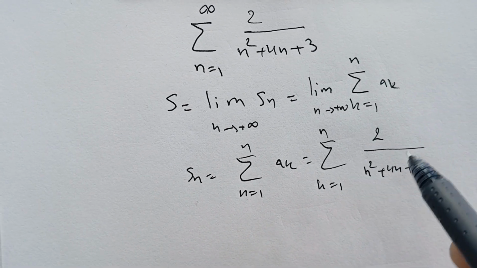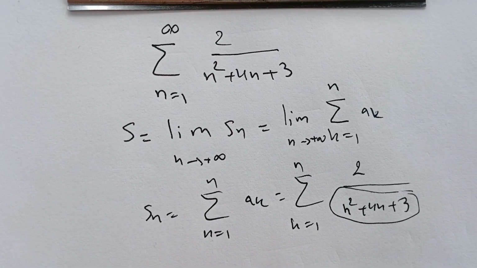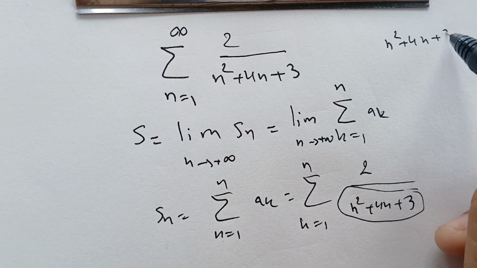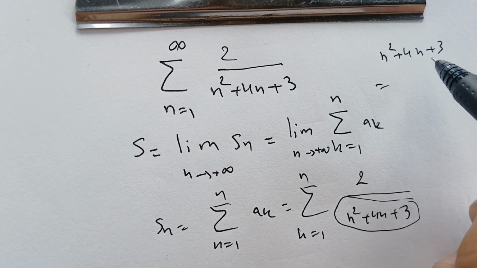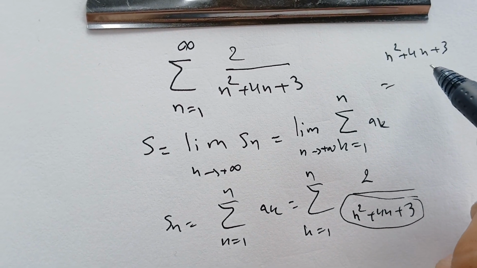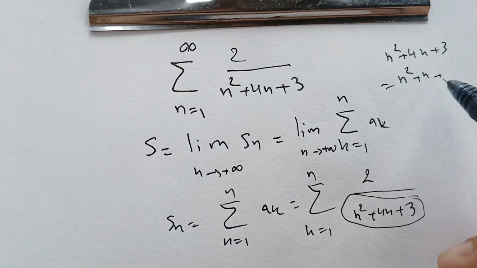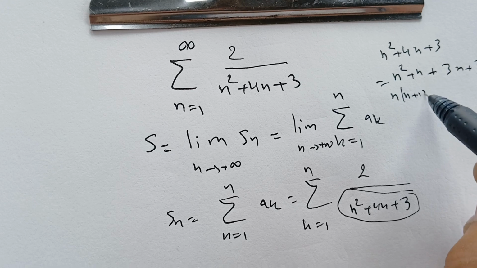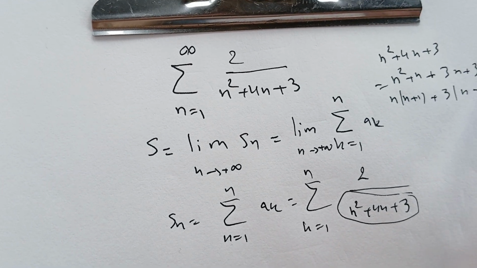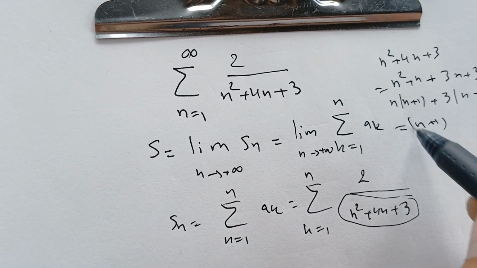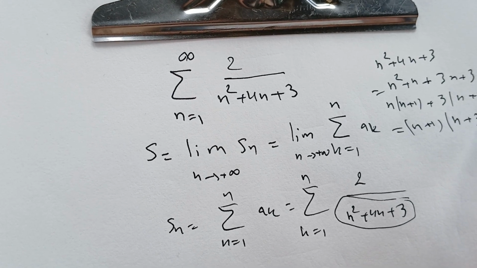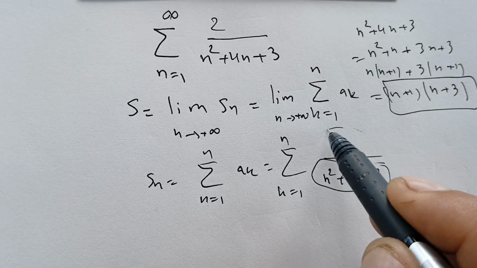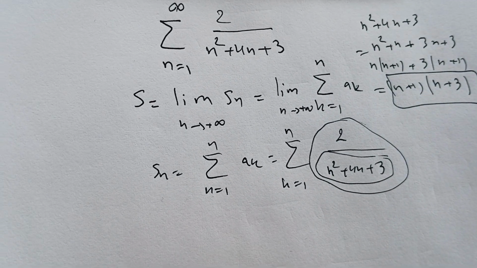We notice first that we can factor this one. So k squared plus 4k plus 3, we can split this 4k into 1 and 3. So we have k squared plus k plus 3k plus 3. It's going to give us k times k plus 1, plus 3 times k plus 1. And we have k plus 1 as a factor, and k plus 3. That means we have this one. Now we're just going to focus on this a_k.